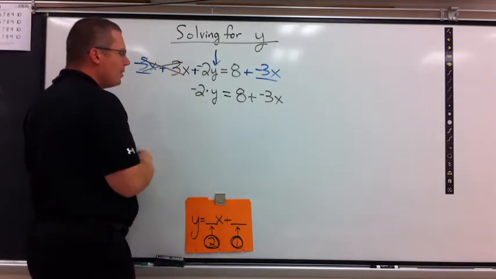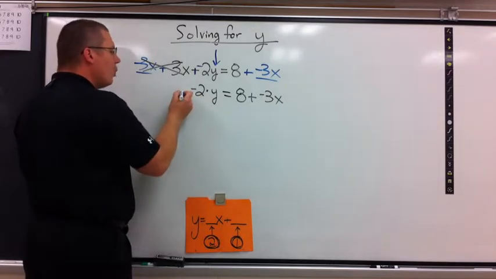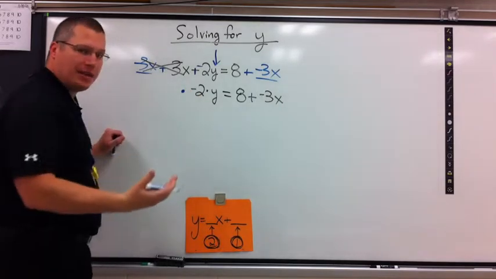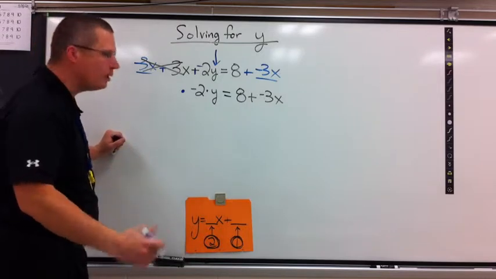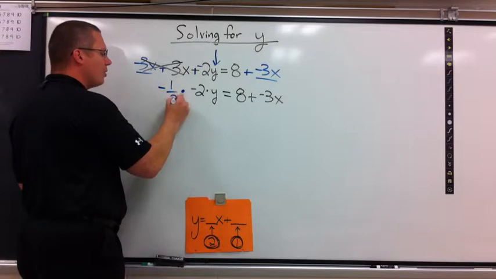Next is multiply by reciprocals. How do I get rid of a multiplied negative 2? I need the reciprocal. What is the reciprocal of negative 2? No, it's not 2. No, it's not 1 over 2. It's negative 1 over 2.